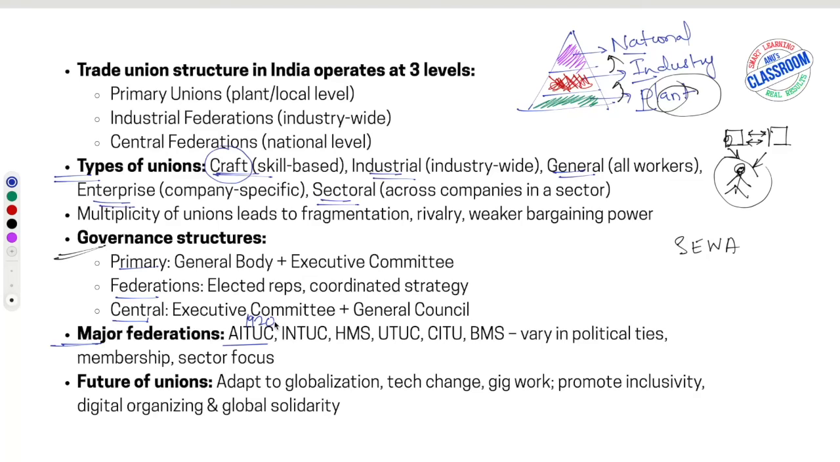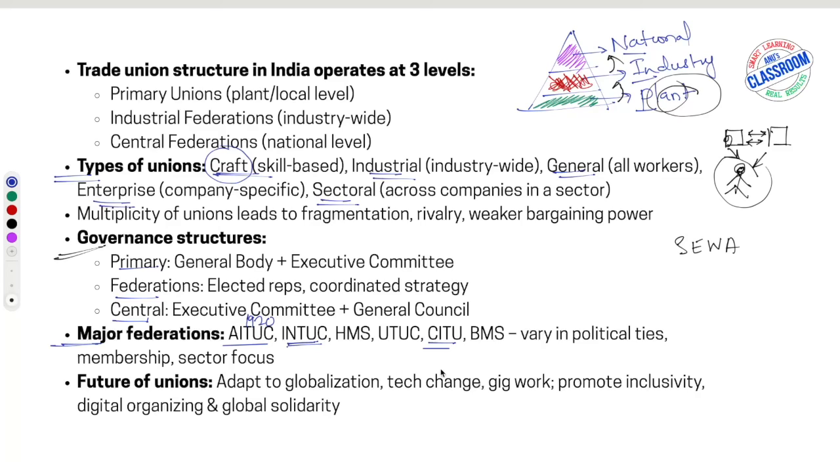Then comes INTUC. This formed in 1947 and aligned itself with Congress Party, and they are active in both organized and unorganized sectors as well. And currently, INTUC is the largest of the national unions in India. They have 33 million members. CITU is a Marxist-backed federation. It is known for its strong views on workers' rights and industrial democracy.